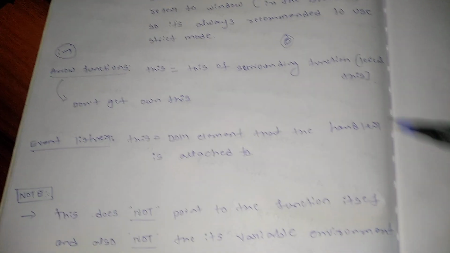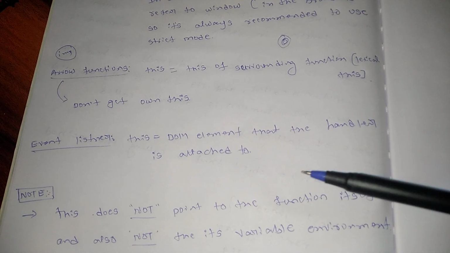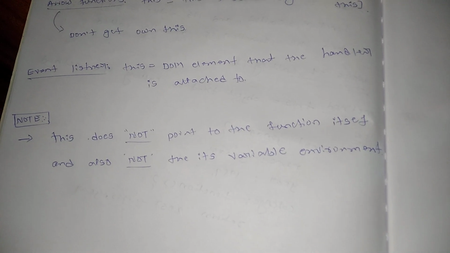And in event listeners it's straightforward, this will be referring to the DOM element that the handler is attached to. So whatever element the handler is attached to, that DOM element is what this refers to.